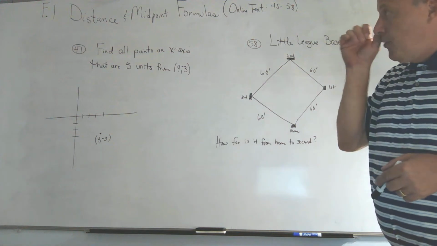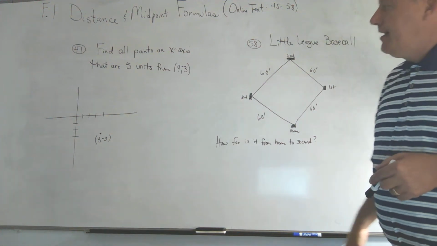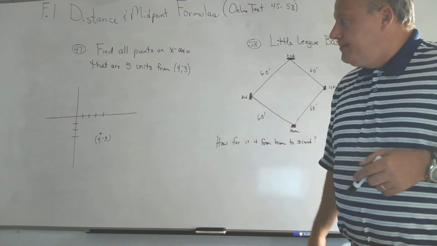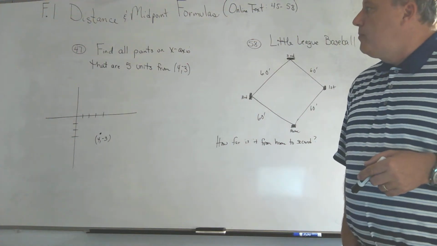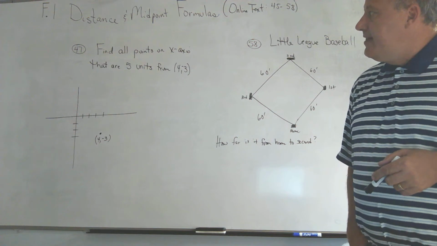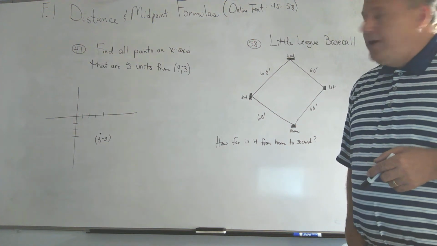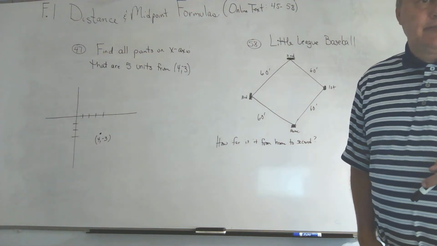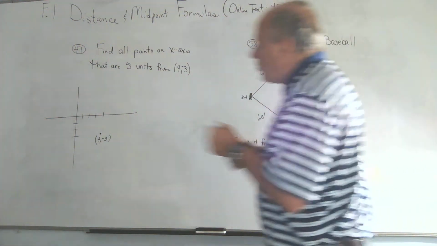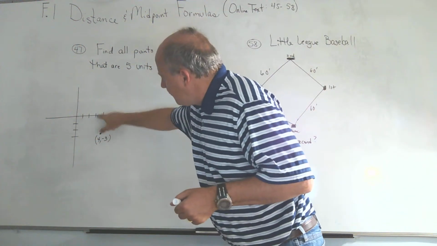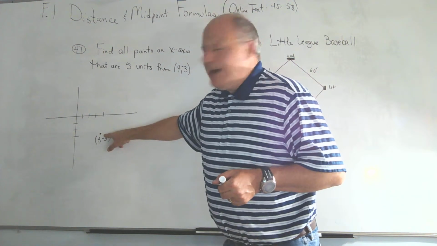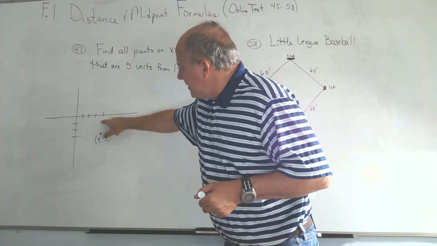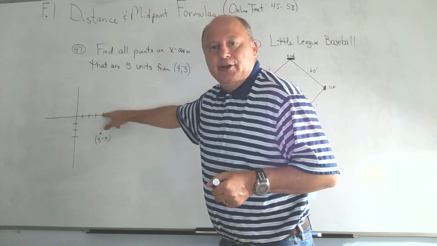But problem 47 deals with a point in the fourth quadrant, and it's 4, -3. And what we want you to do is find all the points on the x-axis that are 5 units away from that point 4, -3. So if you look at 4, -3, and you go 4 to the right and 3 down, that's where it's located. Now, if you go straight up to the x-axis, the distance is 3 units.